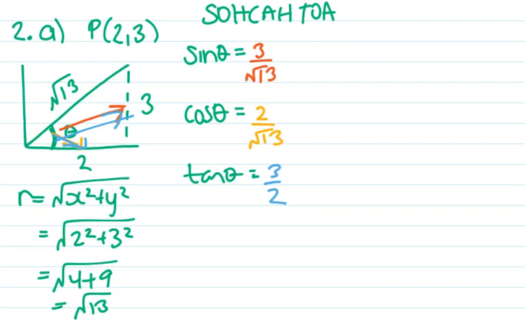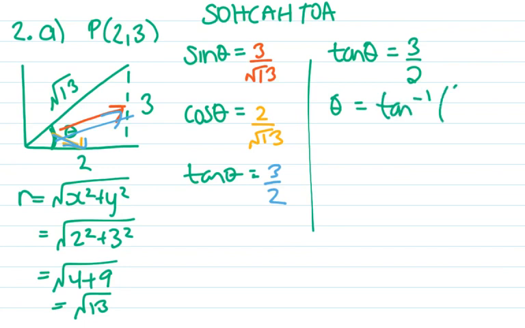Okay, so now I can use any one of these three trig ratios to find angle theta. So I'm just going to use tan because it looks the easiest with no root signs. So tan theta equals 3 over 2. So theta equals tan inverse 3 over 2. Punch that into my calculator, and I get 56.3. Now, I don't have to do any other calculations to find like 360 minus this or 180 minus this because it's in quadrant 1 because x and y are both positive. So that is my principal angle.